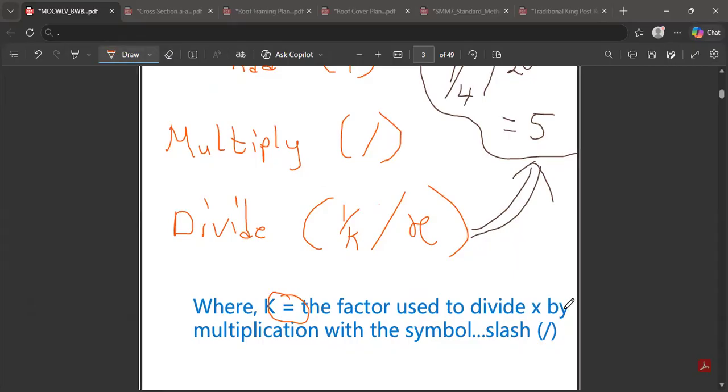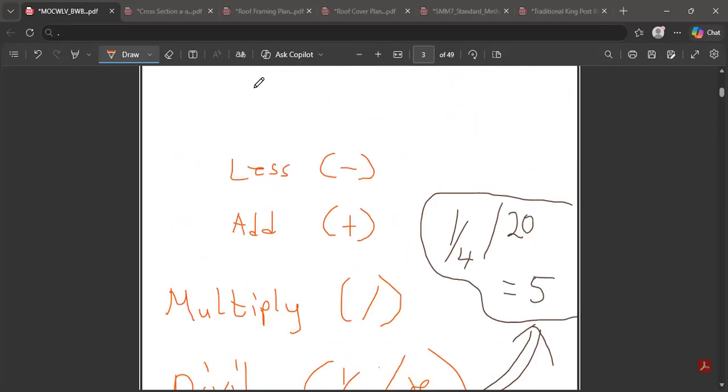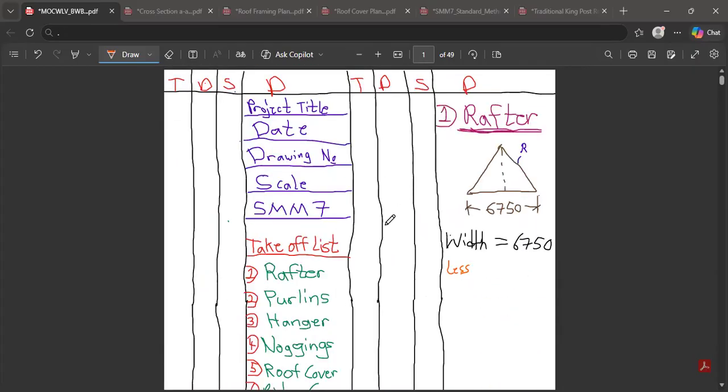So this x over here, you shouldn't get confused by the x. This is just the symbol. So we are saying that k is equal to the factor used to divide x by multiplication with the symbol slash. As simple as that. I hope this makes it much clearer. Let's go to wherever we were and proceed.